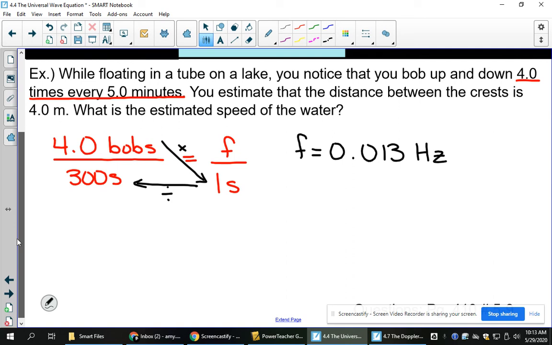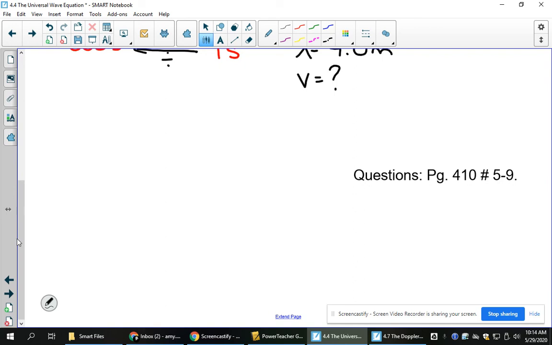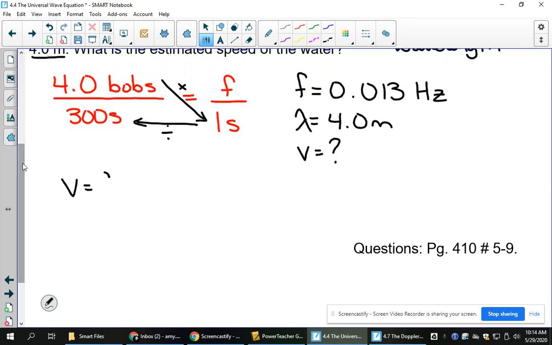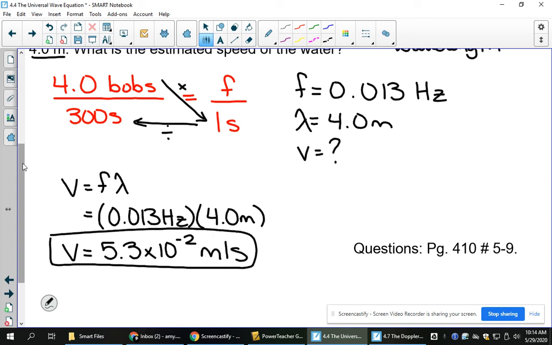Now we have frequency, and the distance between the crests, which is a fancy way of saying wavelength, that's the length of one wave, is 4.0 meters, and we want to figure out the speed. So there you go. I've listed my variables. I look at my formula sheet and I see the formula. The universal wave equation looks like this. I'm subbing in my numbers now. And I'm getting the speed of the wave going through the water to be pretty slow, which I would assume is happening. 5.3 times 10 to the negative 2 meters per second.